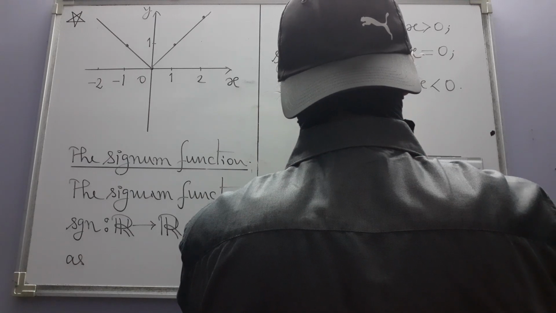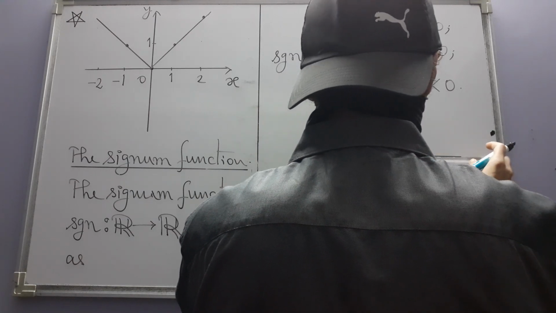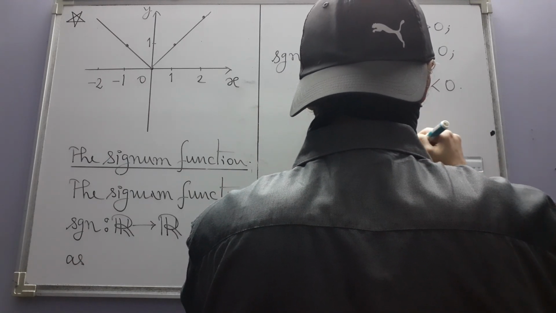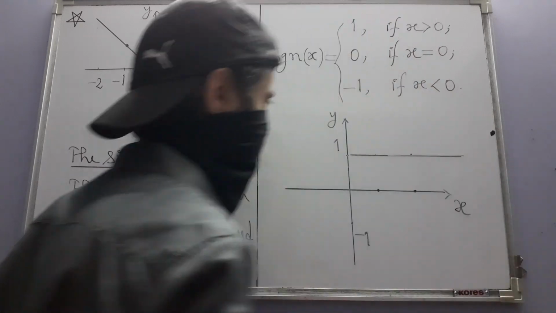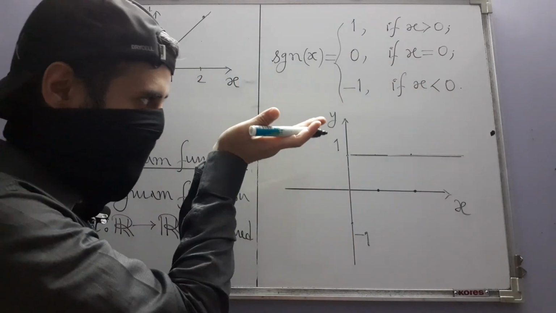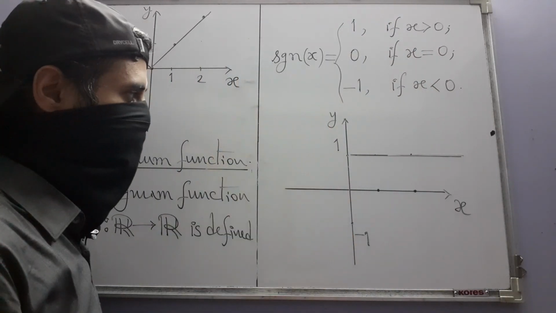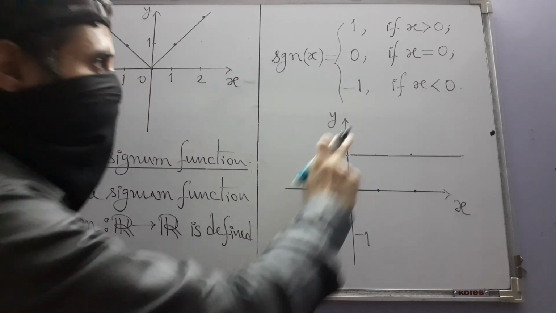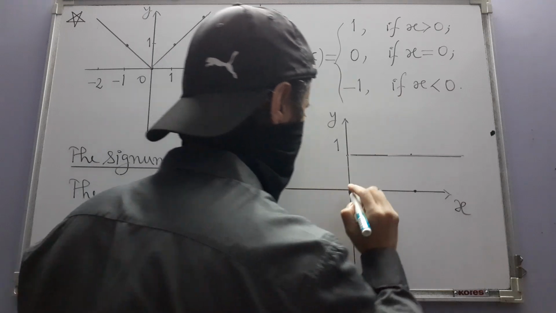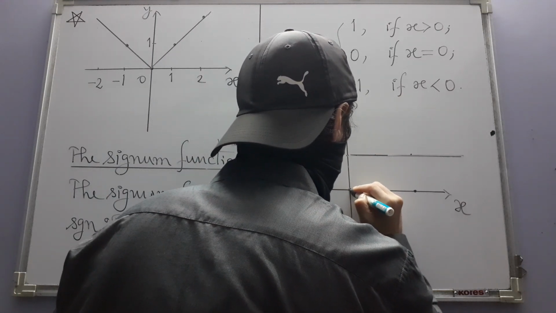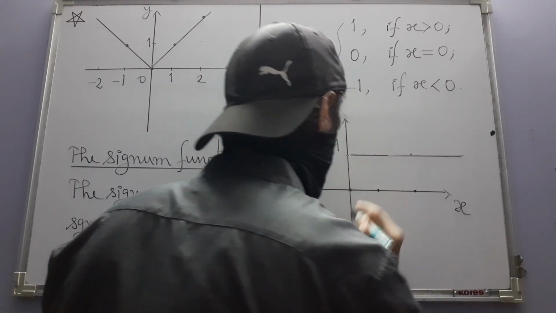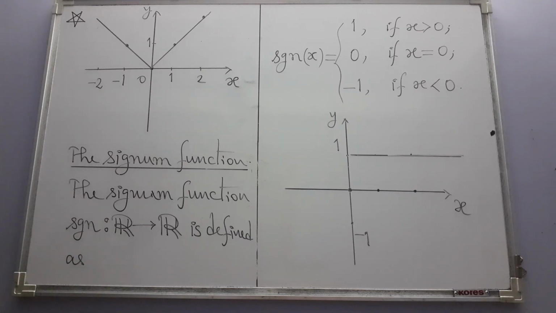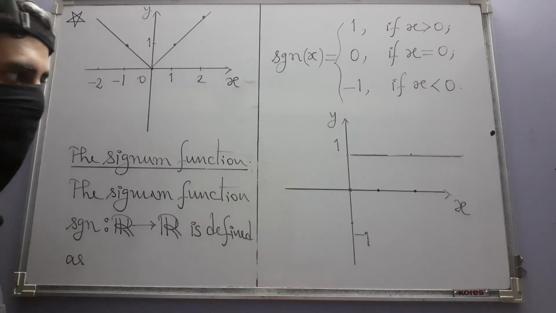that is parallel to the x-axis and at a height 1 unit from the x-axis. But what about the point 0? If my input is 0, then the output is also 0. That means this single point, which we also call the origin, is also a point on the graph.